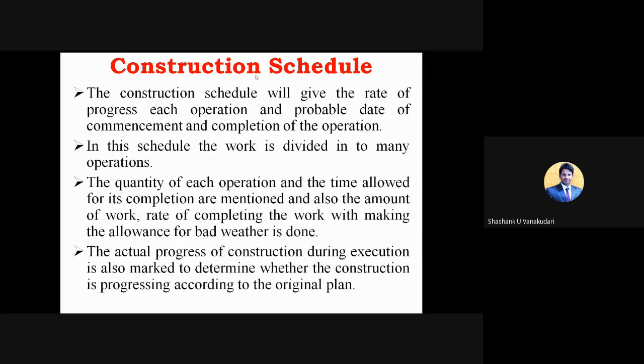Okay, and the actual progress of construction during execution is marked to determine whether the construction is progressing according to the original plan. Just like we are keeping track records against the original plans, whether we are going according to the planning or whether we are too slow or too fast. We just need to track the particular path of those activities.